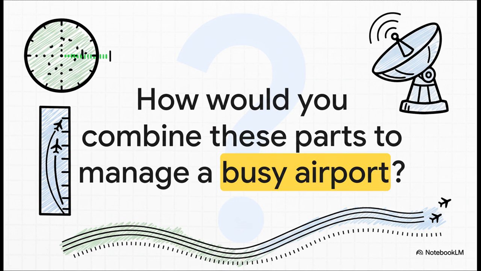And for our final thought, let's try to apply all this. Now that you know all the building blocks, think about this. How would you combine them to manage a super busy airport? Well, you definitely need a PPI scope for that big picture 360-degree view of all the traffic, right? You probably use RHI scopes to manage the altitudes of planes as they take off and land. And you'd be using precise ranging circuits to make sure there's safe separation between every single aircraft. See, it's all about using the right tool for the right job.